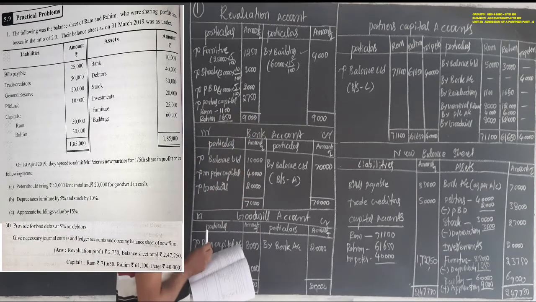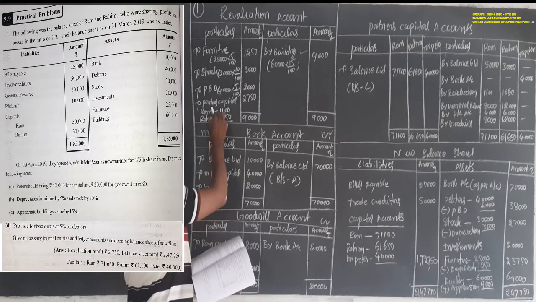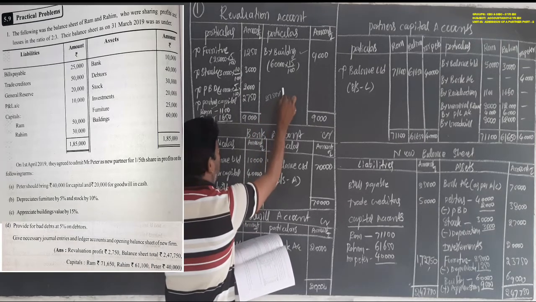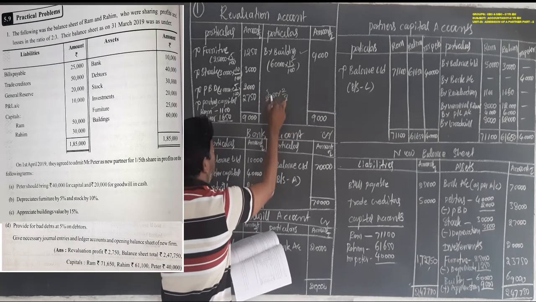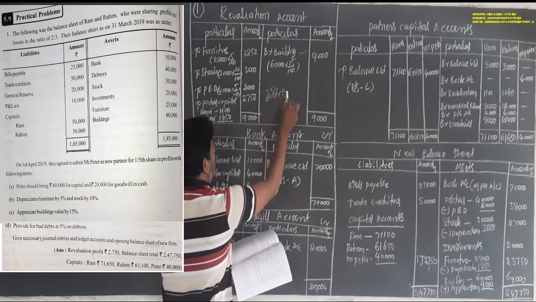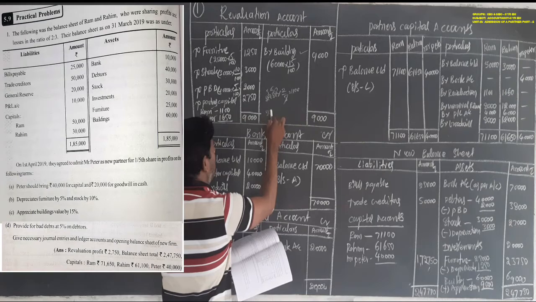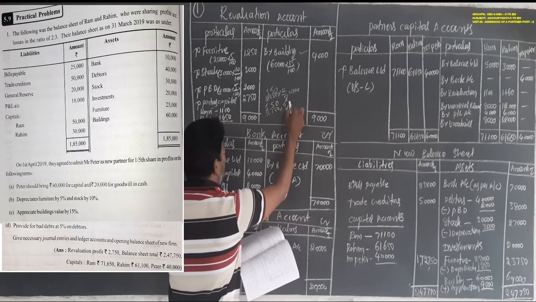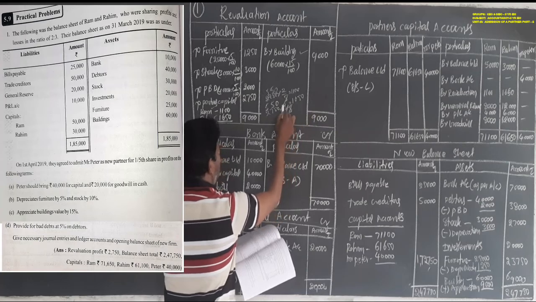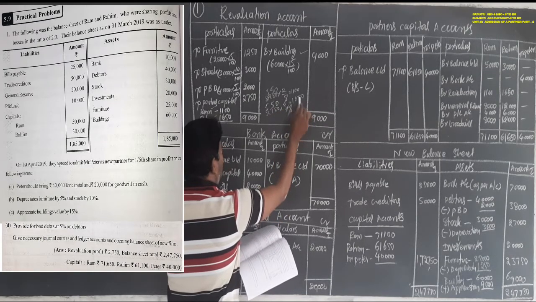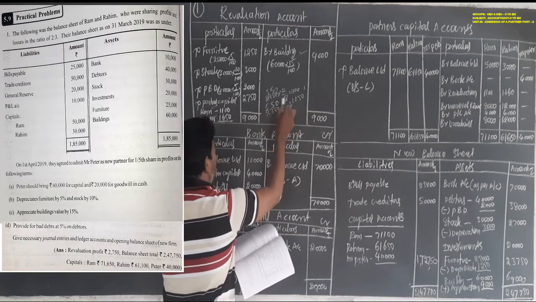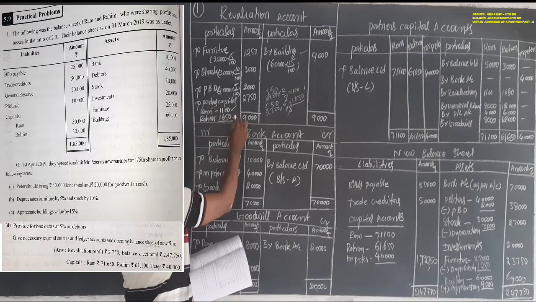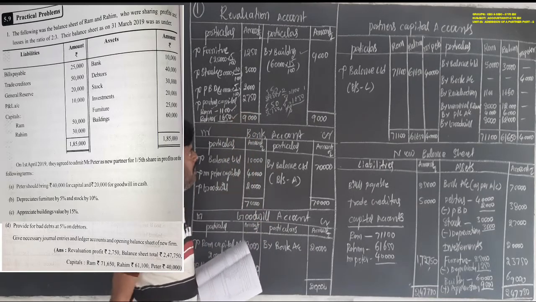The profit must be transferred to the old partners only, Ram and Rahim. How do we get 1,100 rupees? It is 2,750 rupees at the rate of 2 by 5, which gives 1,100 rupees. In the same manner, 2,750 at 3 by 5 gives 1,650 rupees. So 1,100 rupees and 1,650 rupees. This is about the sharing of profit and loss.